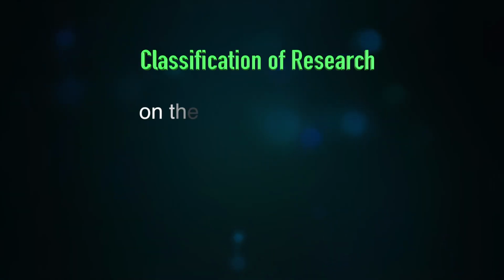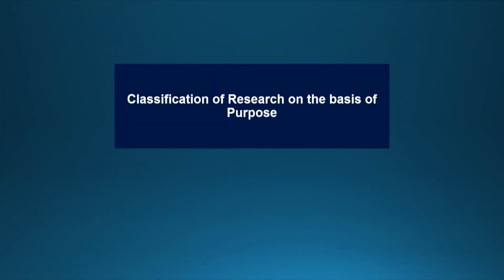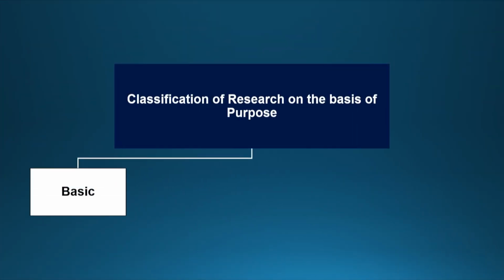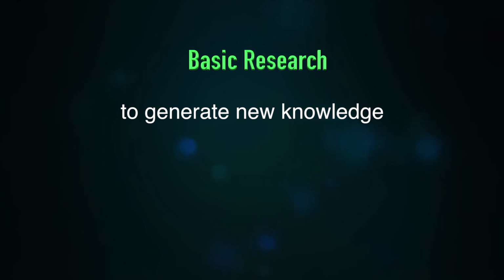Research can be classified either on the basis of purpose or on the basis of methods. So let's first understand how many types of research exist on the basis of purposes they serve. One of the types of research is basic research. The purpose of basic research is to generate new knowledge. For example, how people learn or how people memorize a given material, that kind of research which is carried out in a laboratory-like setting with all rigorous controls exercised comes under the fold of basic research.